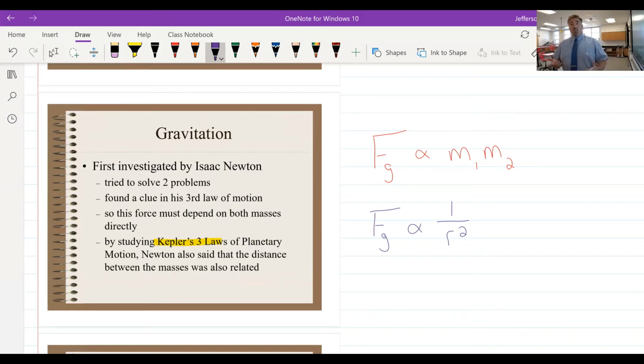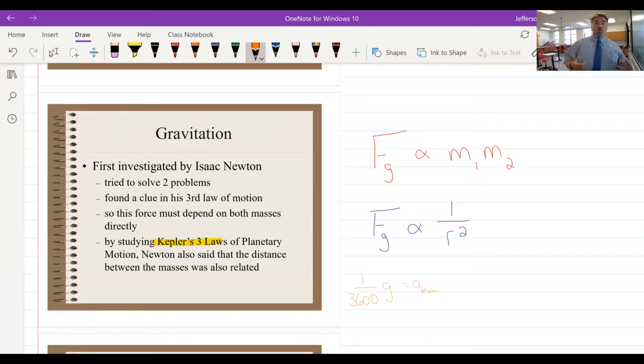The way that he came up with that was that he was able to calculate the acceleration of the moon going around the Earth. And he found out that that was approximately equal to 1/3600th of the acceleration due to gravity here on Earth. So that was the centripetal acceleration of the moon.